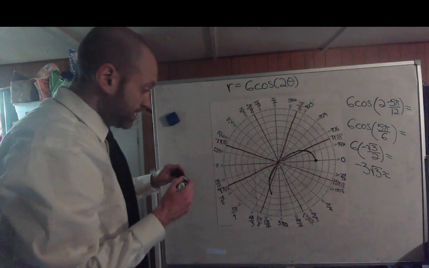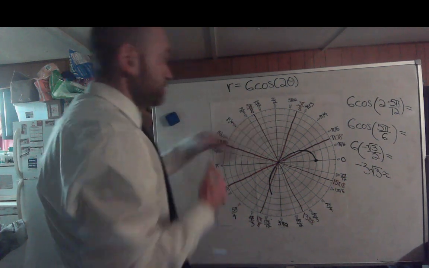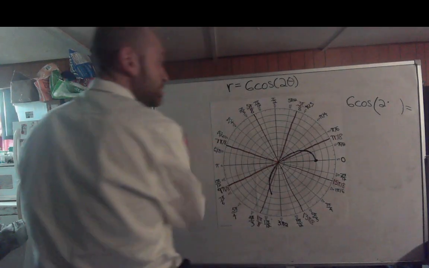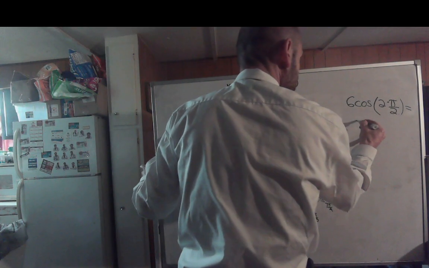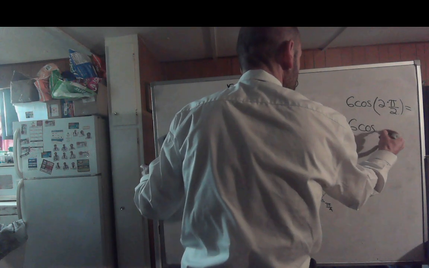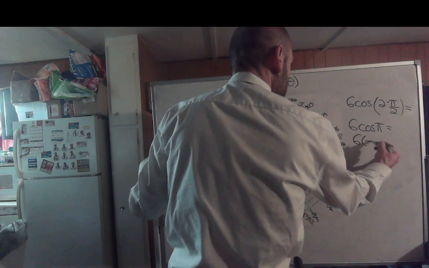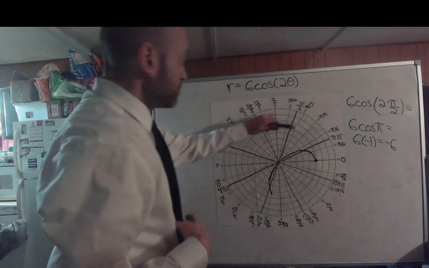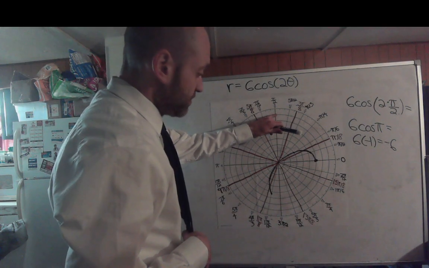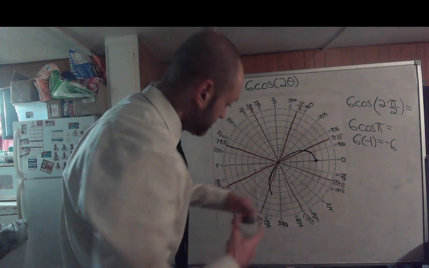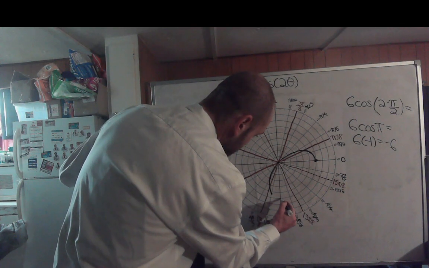And then let's see what we get now when we go to pi over 2. So 2 times pi over 2, as we know, that would be the same thing as 6 times the cosine of pi. Well, cosine of pi is negative 1. 6 times negative 1 is negative 6. So if we go negative on the pi over 2 axis, that puts us down at 3 pi over 2. Here's the 6.